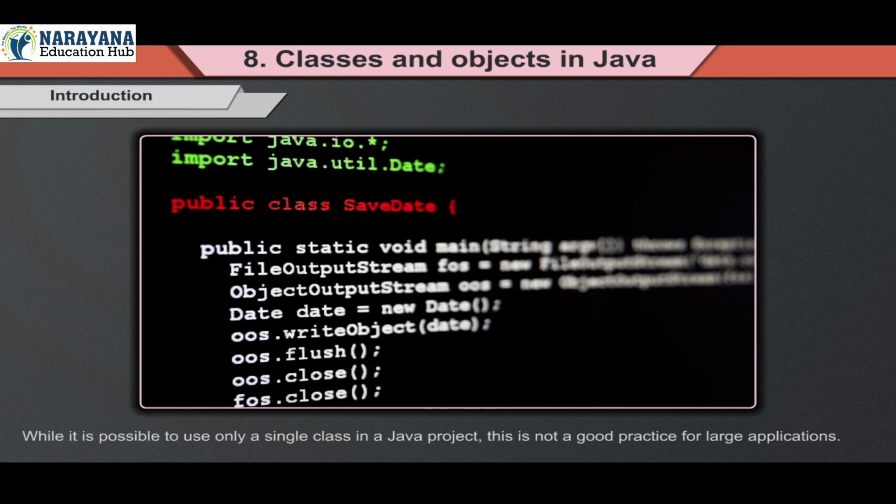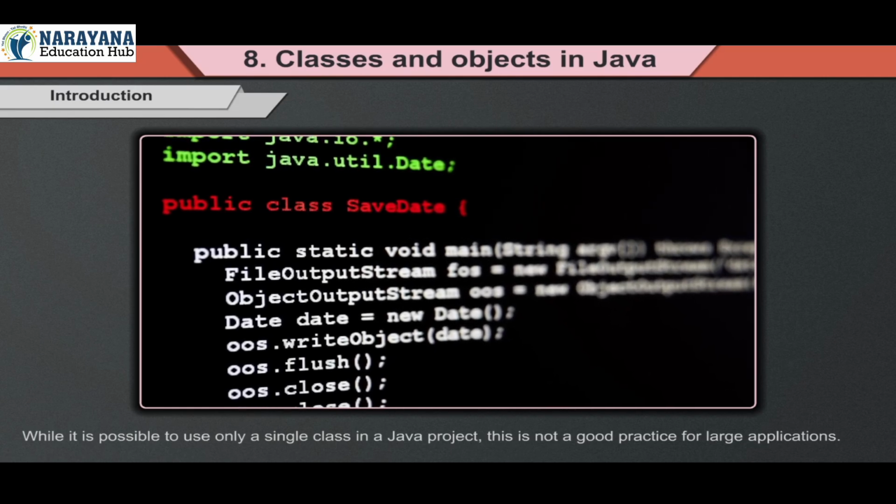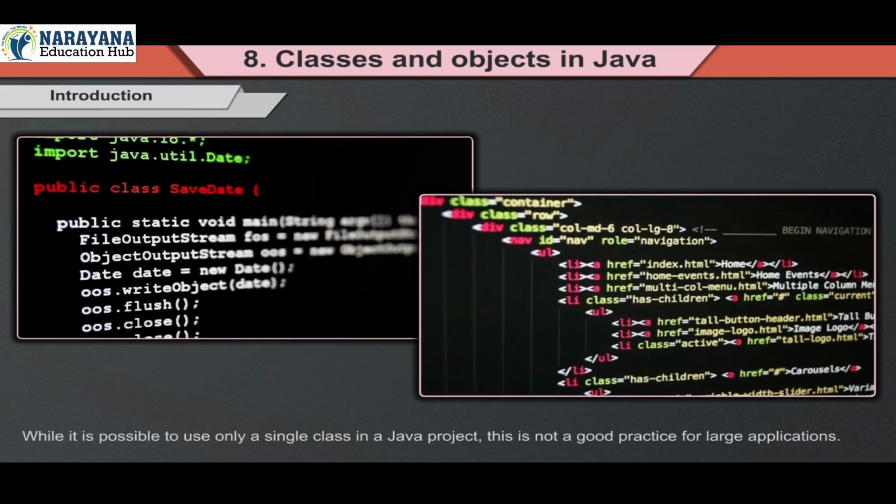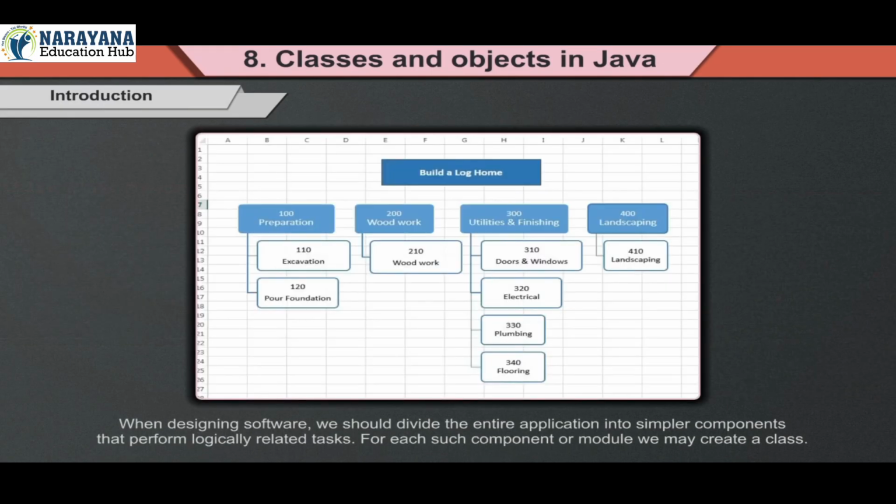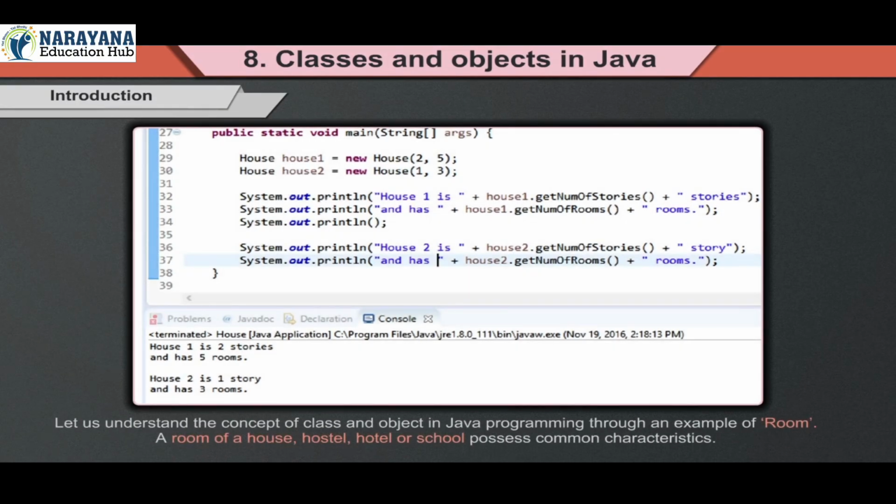While it is possible to use only a single class in a Java project, this is not a good practice for large applications. When designing software, we should divide the entire application into simpler components that perform logically related tasks. For each such component or module, we may create a class. Let us understand the concept of class and object in Java programming through an example of a room.